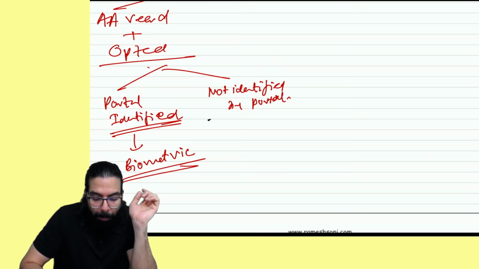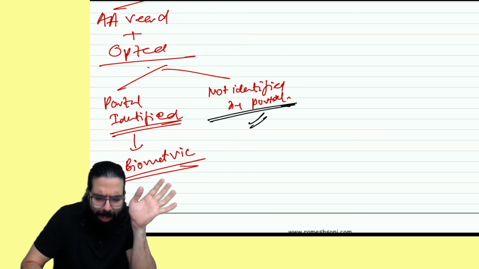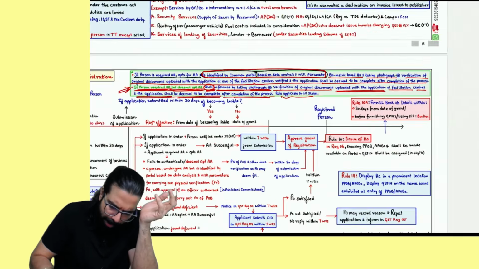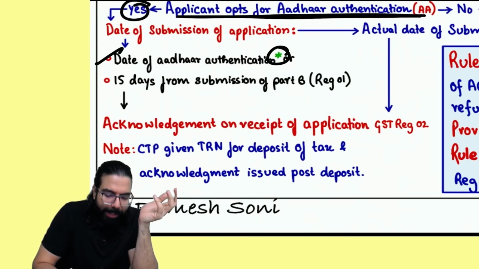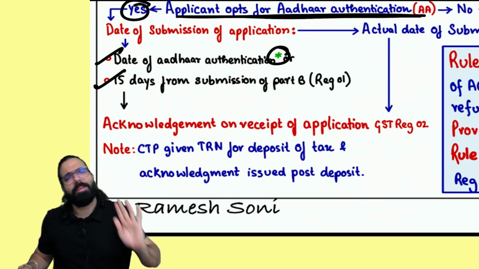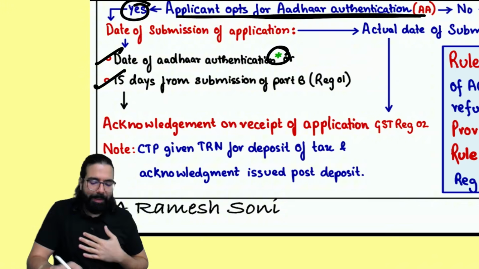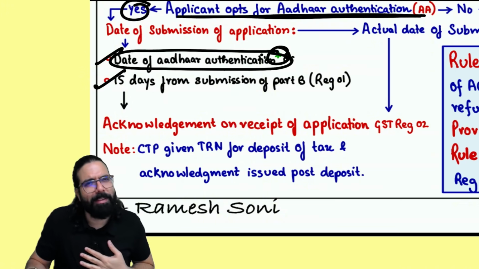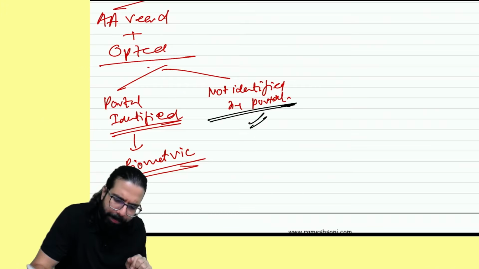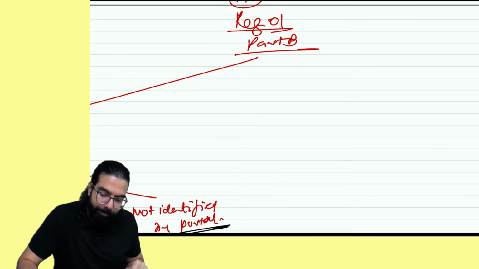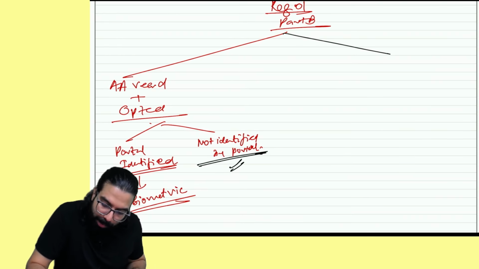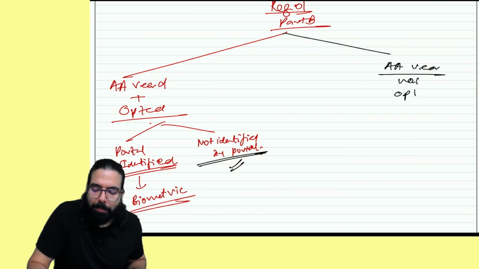If here portal did not identify, no problem. Your application is submitted when? Your application is submitted on the date of Aadhaar authentication or 15 days from the submission of Part B. Okay, everyone? Basically, the date of Aadhaar authentication, your application will be deemed to be submitted. Okay, sir? But if you are in Part B, Aadhaar authentication is required but not opted, then Baba gone.